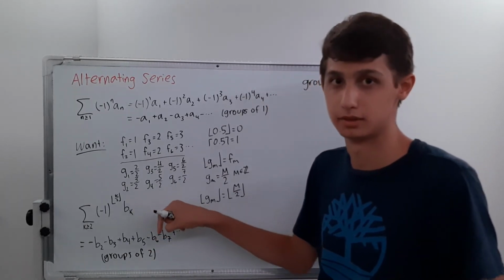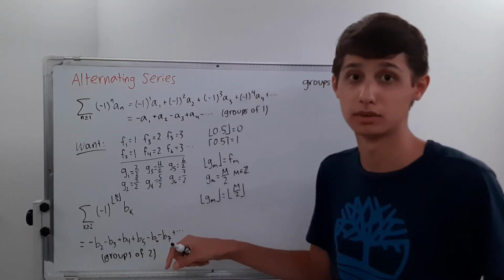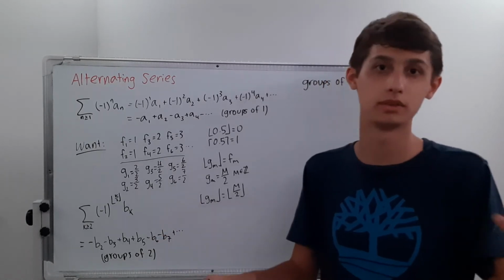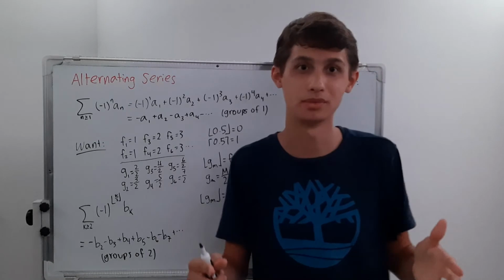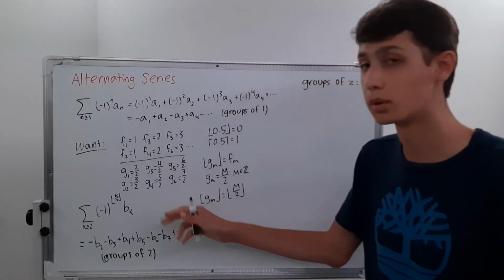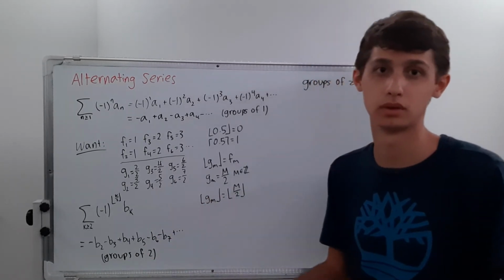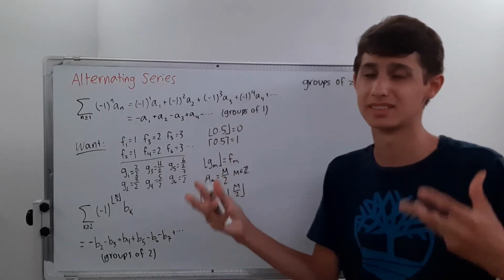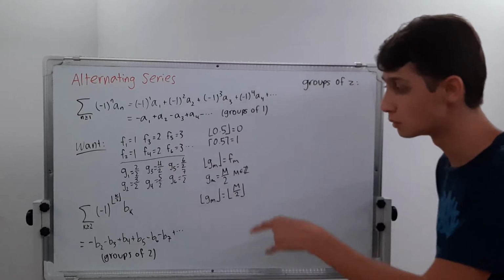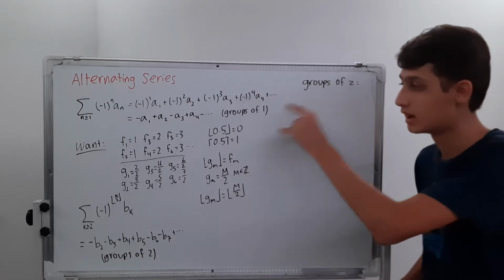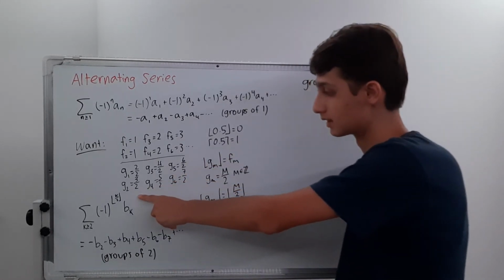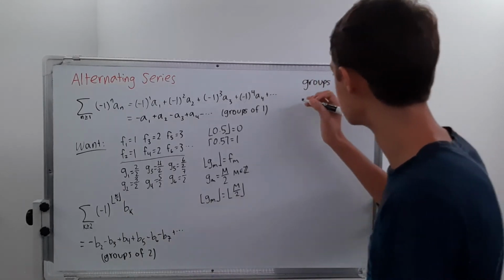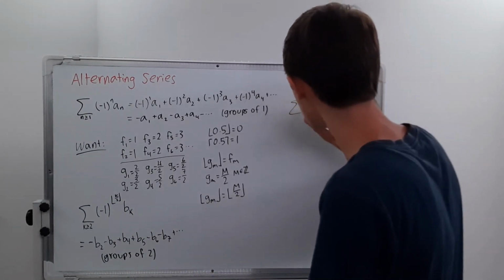Floor of 0 over 3 is 0. Floor of 1 over 3 is also 0. Floor of 2 over 3 is 0. So that's a group of 3 right there. If you had groups of 4, if your denominator was 4, then floor of 0 over 4, 1 over 4, 2 over 4, and 3 over 4, that's all 0. So your groups of z is going to have a denominator of z, basically. So we can really just generalize this now.